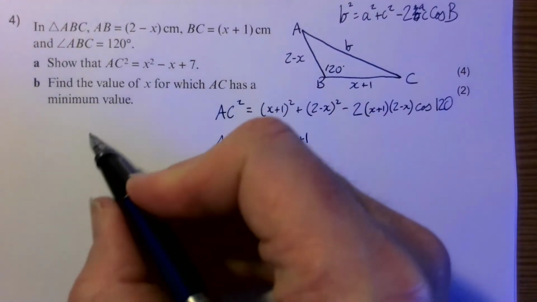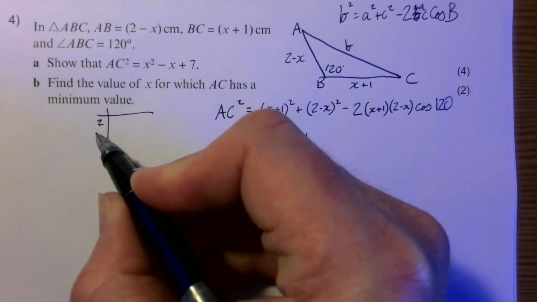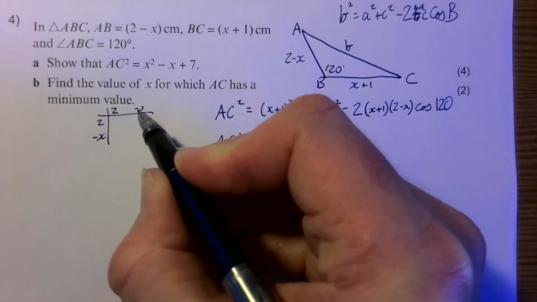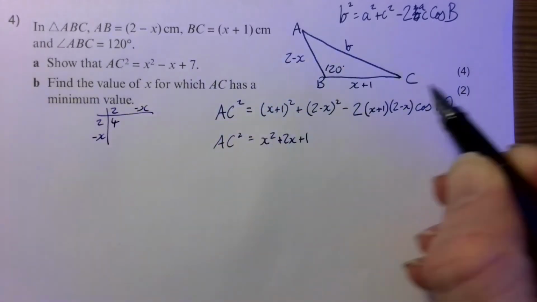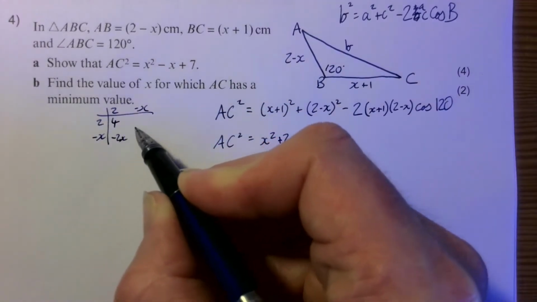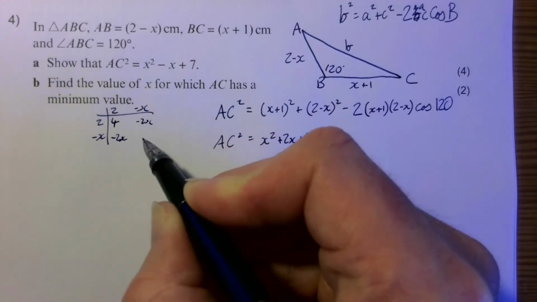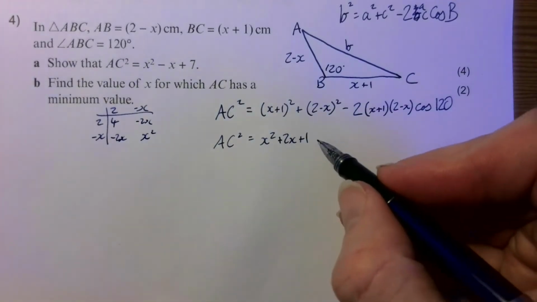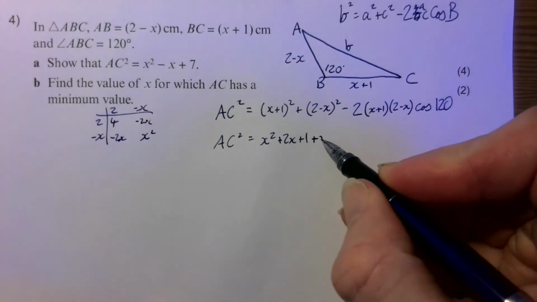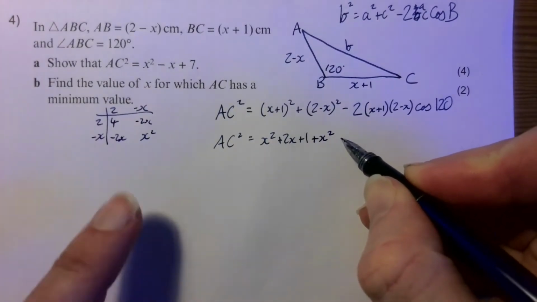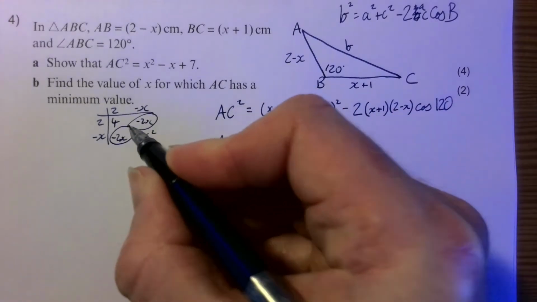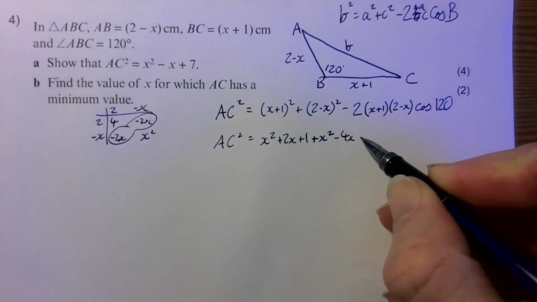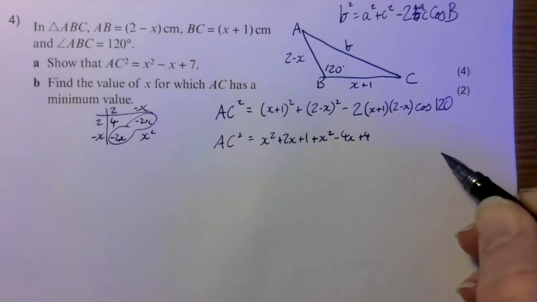If you need to, do yourself a little grid for each one. Take your time on it. It's worth getting right because it's one thing where once you know you're into a process, that's where you can definitely pick your marks up. So what's that going to give us? That's giving us positive x squared, take 4x with those two, and plus 4.